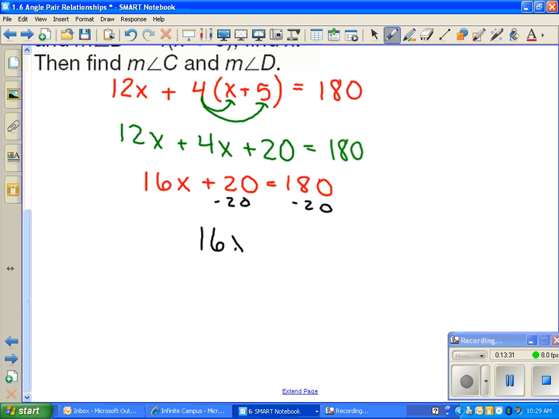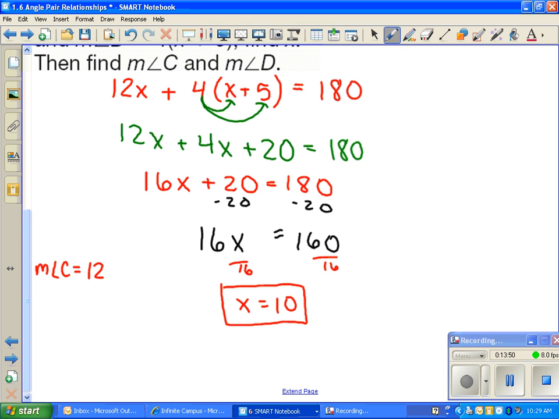And then you're going to divide. Beautiful. So you get 16x equals 160. You divide by 16 on each side, and you get x equals 10. That's part of it. That's one part. What else do you have to do? You have to plug it back in. Good. You've got to substitute it back in to find out what 12x is, or angle C.